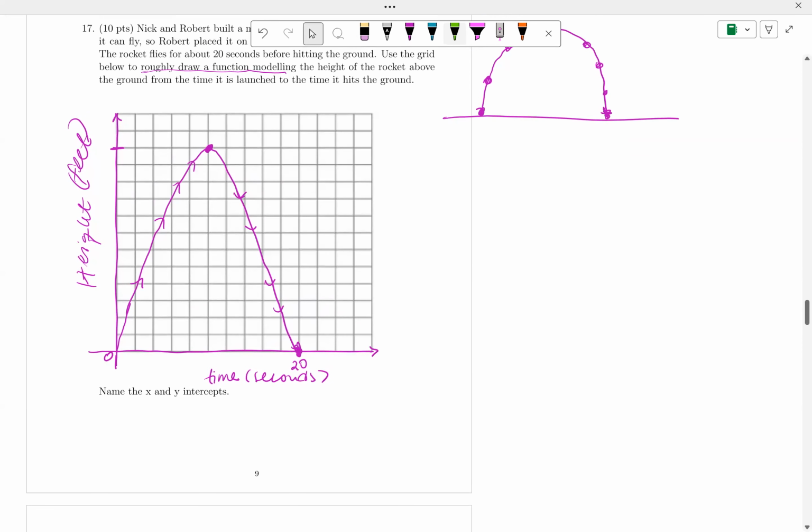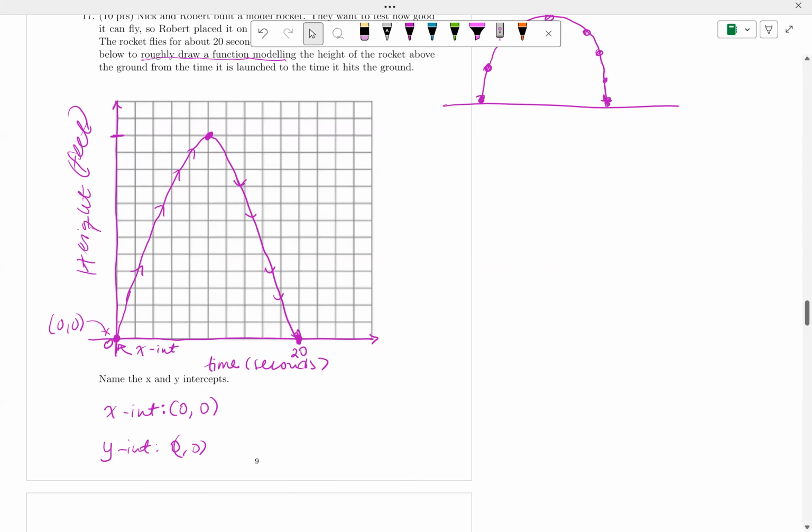Now it says, name the x and y intercept. This right here would be the x-intercept, where the graph crosses the x-axis. And the x-intercept is 0, 0. It kind of makes sense because if your rocket is sitting on the ground, no time has passed and it hasn't started climbing. So both the time and the height are zeros. And then the y-intercept is also 0, 0 because it's right there. The graph is crossing the y-axis at 0, 0.